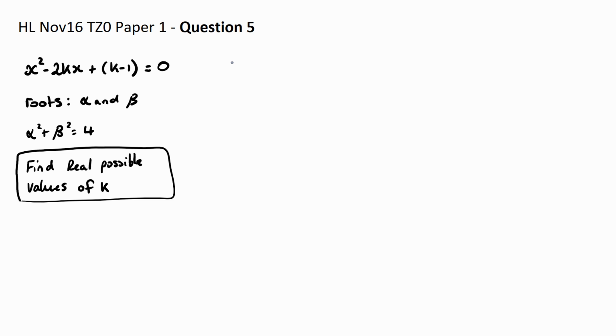So firstly we're going to use the sum of roots. What we know the sum of the roots is going to equal is negative b on a, if we picture this as a x squared plus bx plus c. So our roots are alpha and beta. So alpha plus beta, the sum of our roots, will equal negative minus 2k on 1, because the coefficient of x squared is 1. So it's going to be just 2k. Okay, that's the first step.